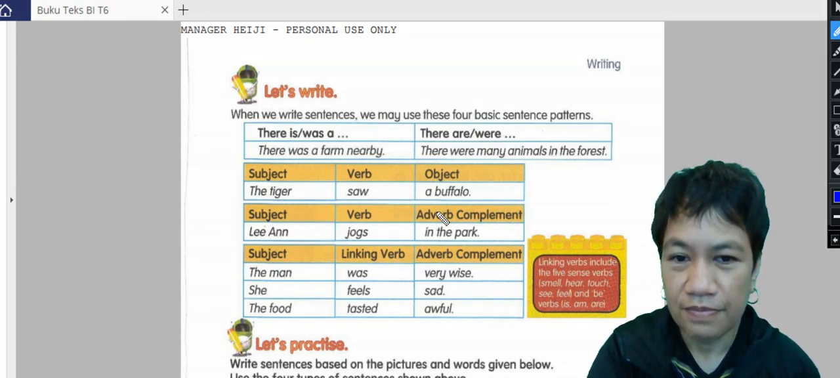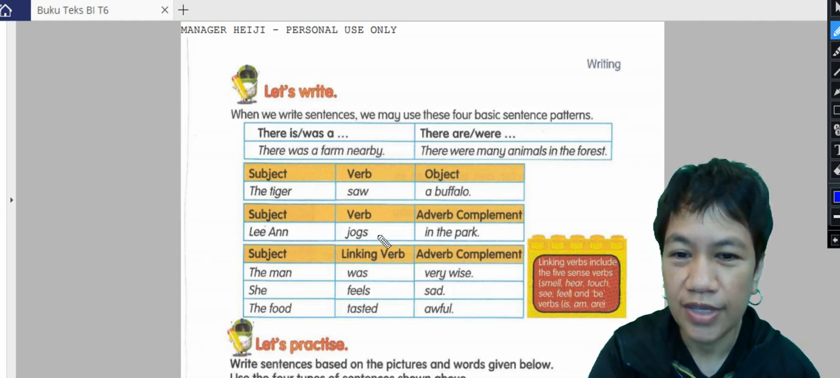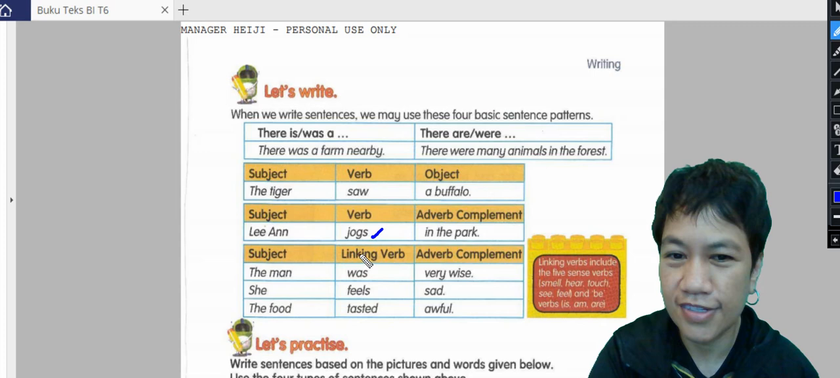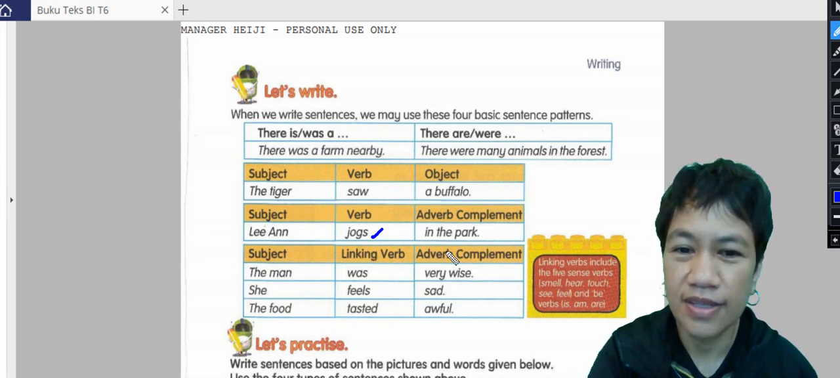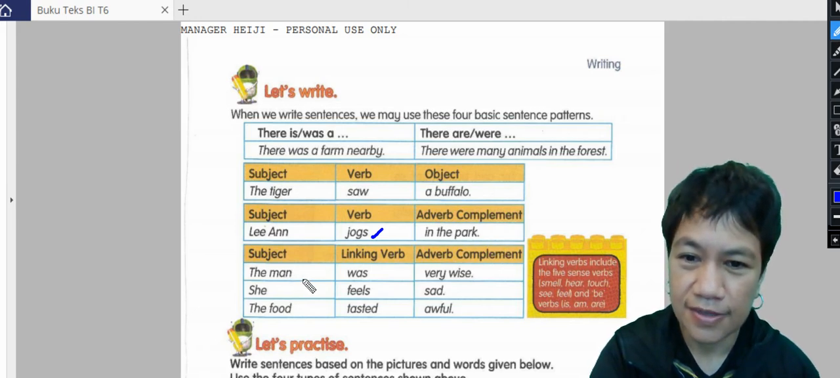Subject, verb, adverb complement. The subject is Leanne. What is Leanne doing? Leanne jogs. Okay, so the adverb complement, they put location, in the park. Where? In the park. Okay, next.